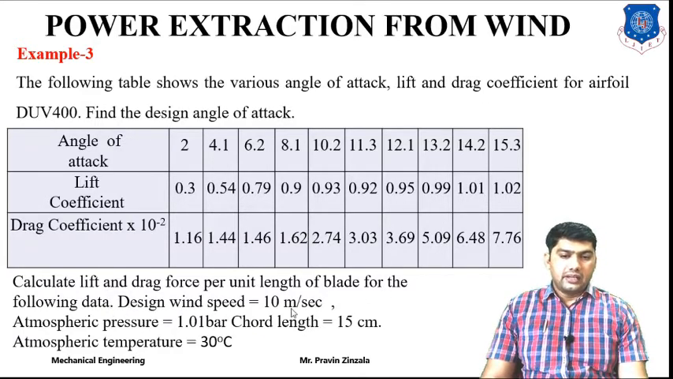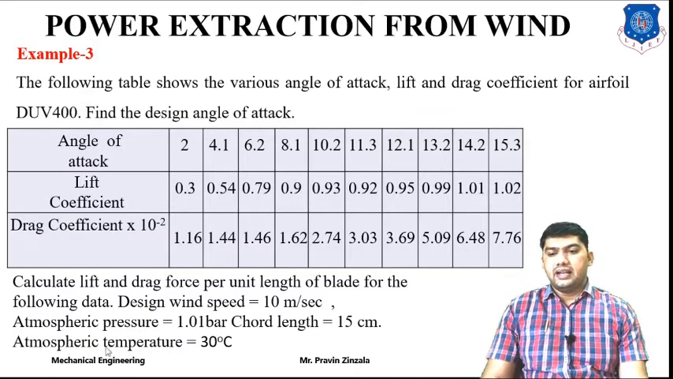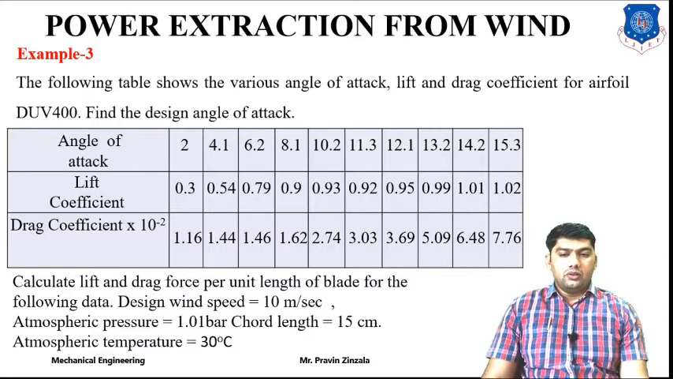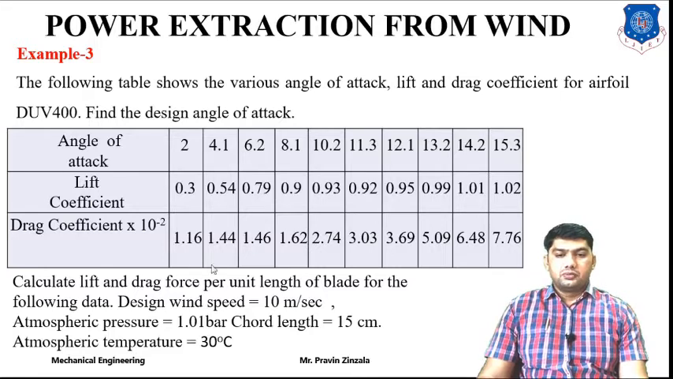Design wind speed is 10 meters per second. Atmospheric pressure is equal to 1.01 bar. Chord length is equal to 15 centimeters. And atmospheric temperature is equal to 30 degrees centigrade. So almost the same data is given: pressure, temperature, speed and chord length.